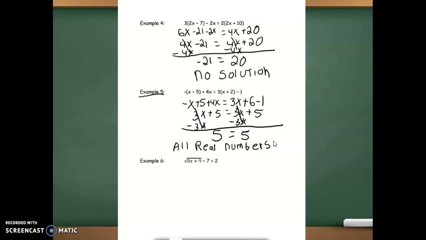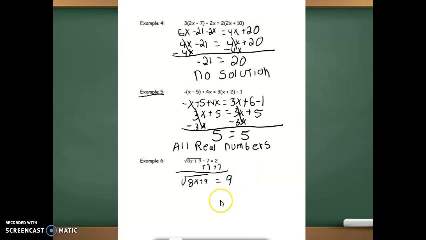All right, let's look at the next one, example 8. I don't know if you've seen many like this before, but we're going to work it out. It's not that difficult. Just think of opposites. Your job here is to get rid of everything. You want to get the radical sign by itself. So if I get rid of the 7 first, by adding 7, I have 8x plus 9 equals 7 plus 2 is 9.